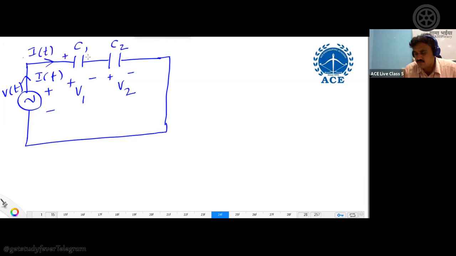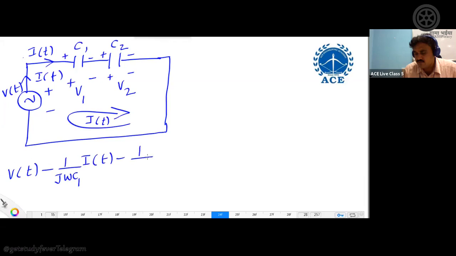Okay. Now the same current I of t will flow on both the branches. So treat them as always passive, plus minus, plus minus. So the closed mesh current is I of t. That's all. Okay. Right. So what is the mesh equation now? V of t minus impedance, and for a capacitor it is 1 by j omega C1, into current I of t, minus 1 by j omega C2, the impedance on the second capacitor.